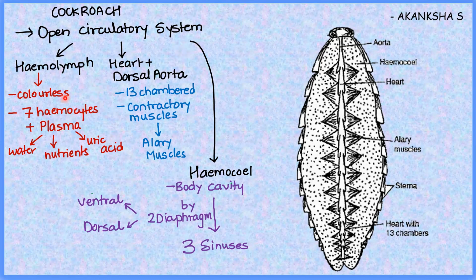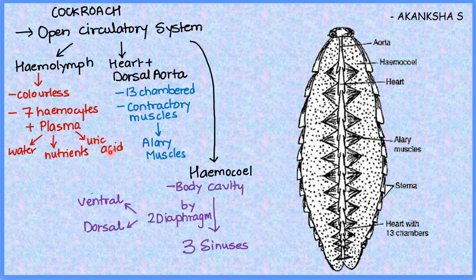Another thing present in the blood of the cockroach is plasma. So you can see the mimicking features. Even humans have blood cells and plasma in our system, and so does the cockroach. The plasma again has water, nutrients, and uric acid. Now why uric acid? Because the cockroach is uricotelic. It does not excrete urea like we do. It excretes uric acid.